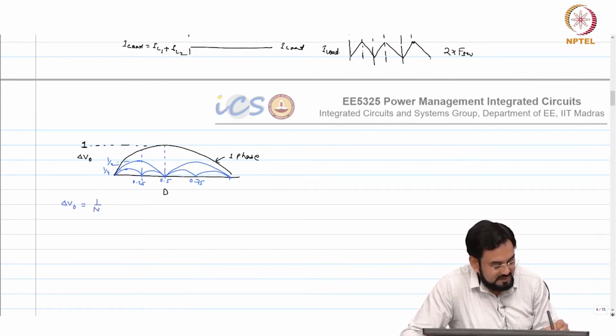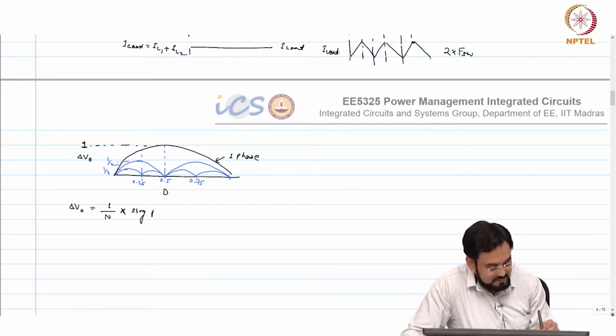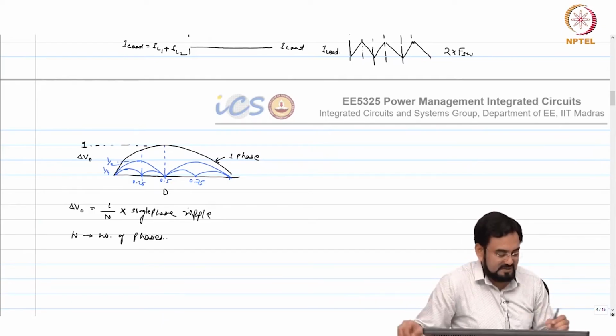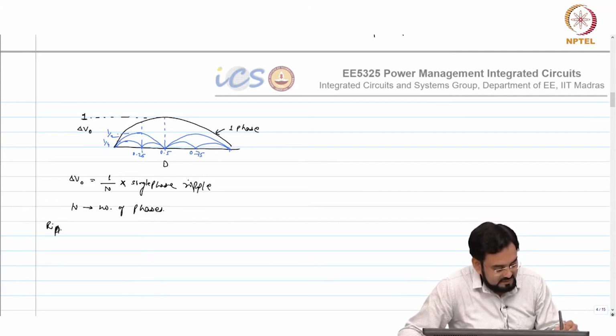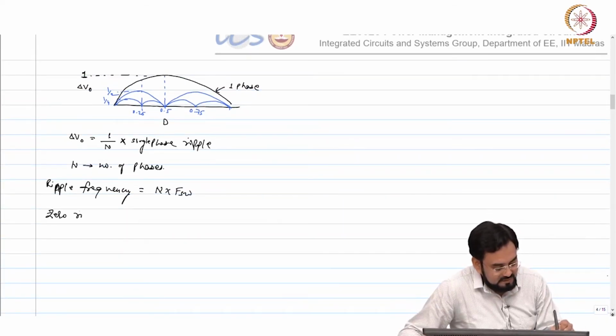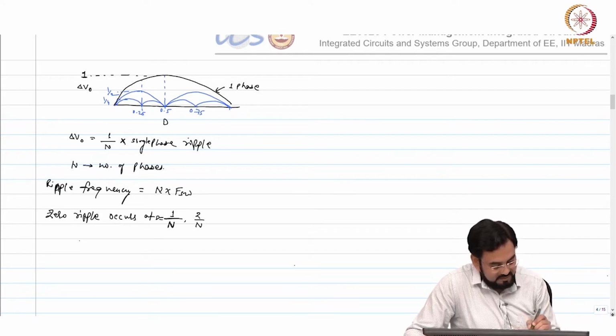actually 1 by n times single phase ripple, okay, where n is number of phases, and ripple frequency is n into FSW, and 0 ripple occurs at 1 over n, 2 over n, so 0.5.